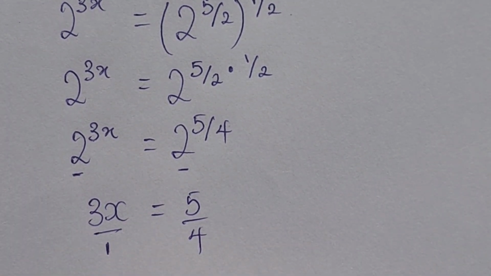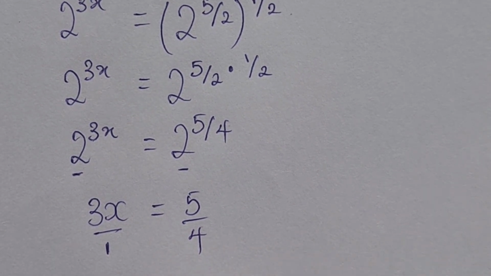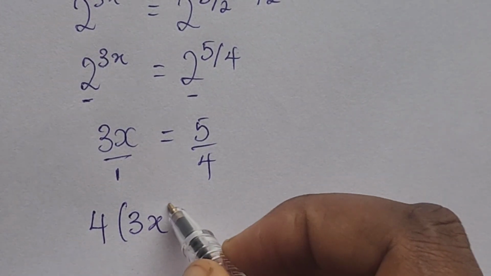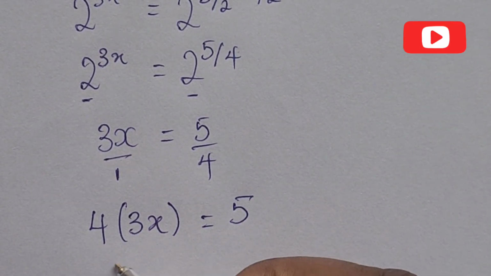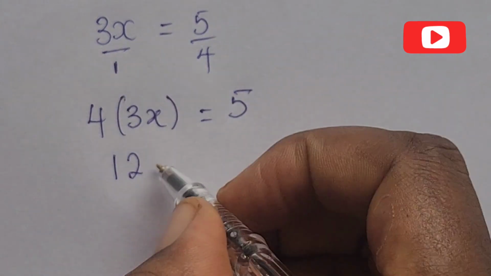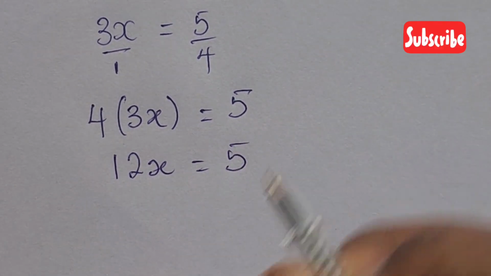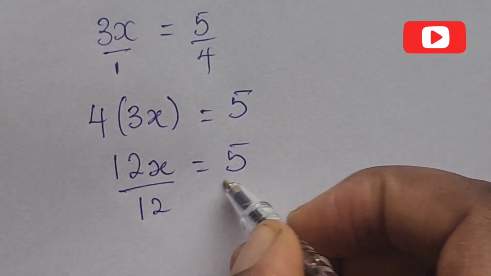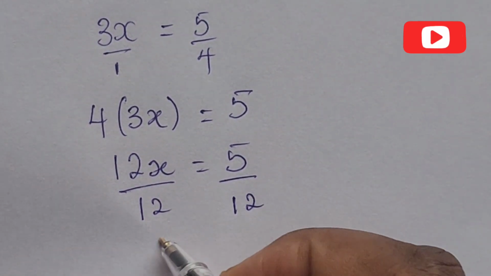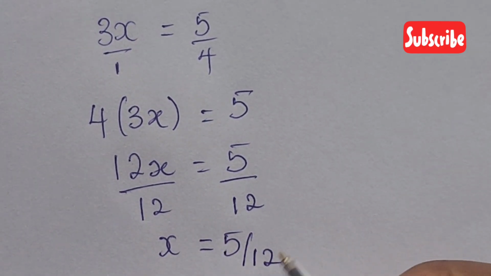We can cross multiply to have 4 times 3x equal to 5, which will give us 12x equal to 5. So dividing both sides by 12, we have that x is equal to 5 over 12.